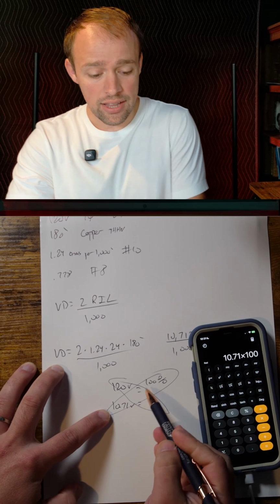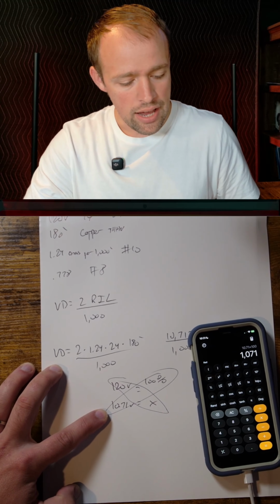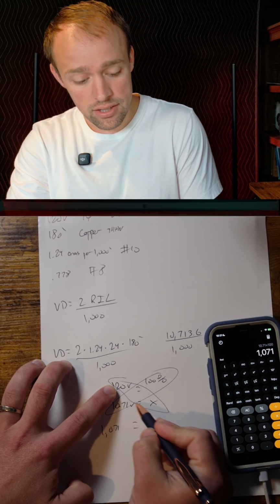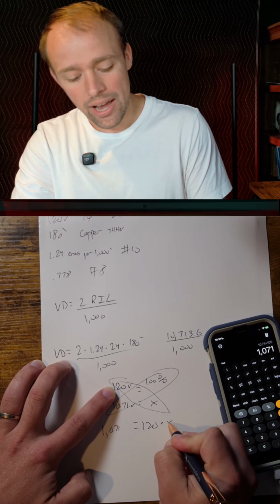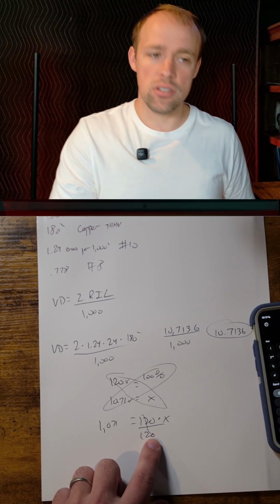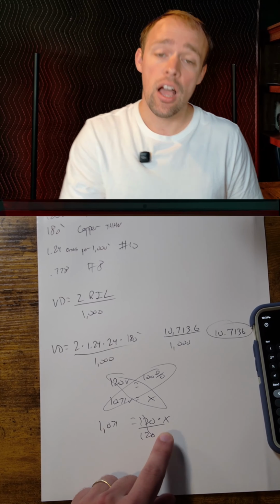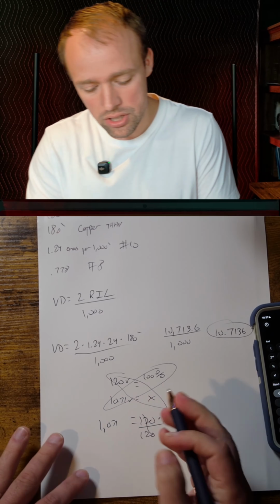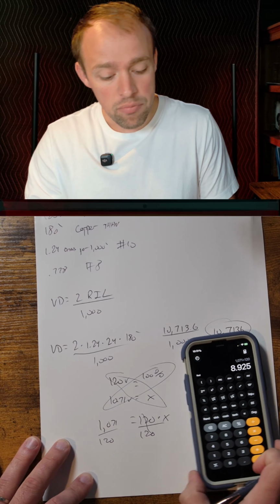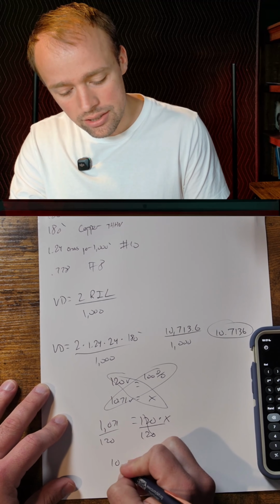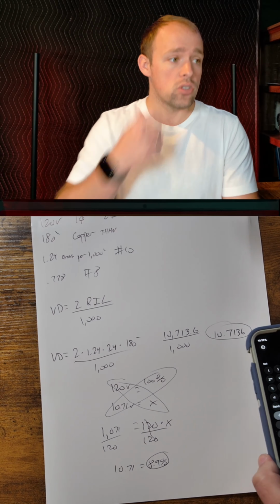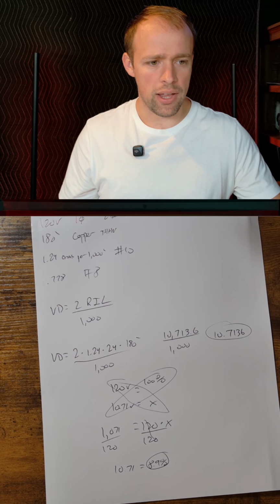times 100. Everybody sees that that's what that circle is. I'm multiplying those together, and that's going to give me 1,071 volts equals 120 multiplied by x. Okay, x is what we're solving for, so I'm going to use basic algebra and divide by 120, which cancels those out and isolates my x. But what I do to one side of the equation, I have to do to the other side. So divide by 120 on the other side, and that gives me the percentage. So 10.71 is 8.9% voltage drop.